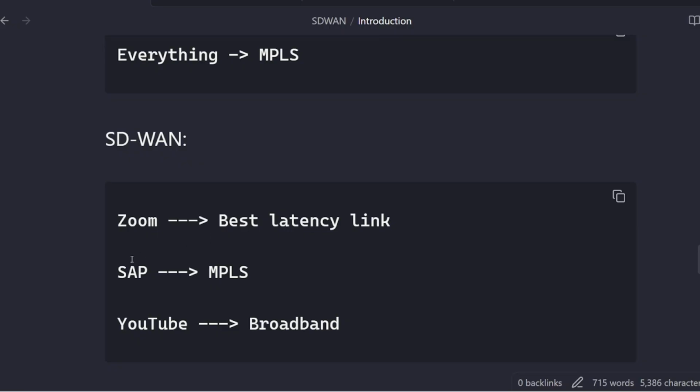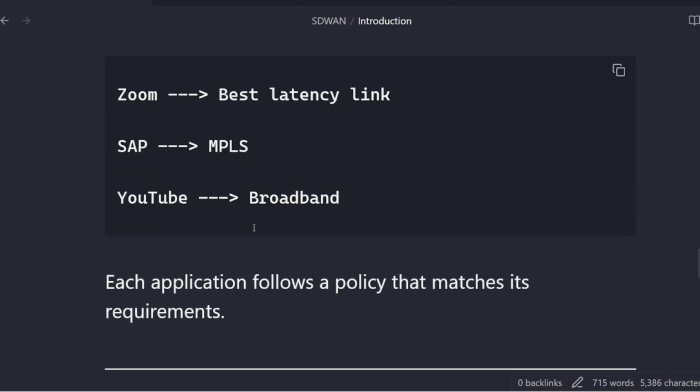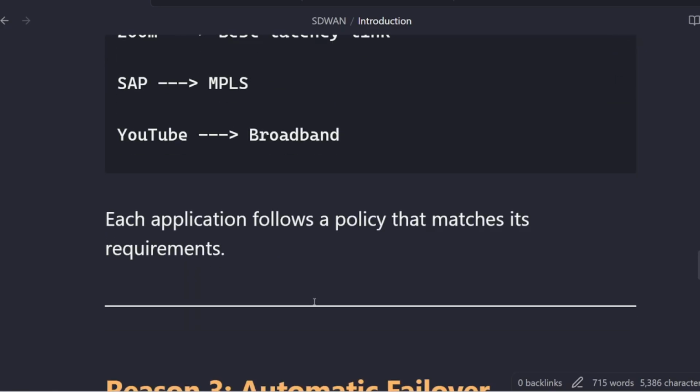Okay, but it is like application aware routing. You will decide that SAP will use MPLS, YouTube will use broadband, and Zoom will use the best latency link. Whatever it will be, it uses that. So application aware routing is there. Each application follows a policy that matches its requirements. Accordingly, it will function. Okay.